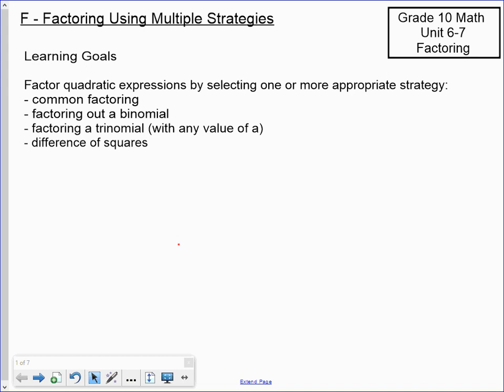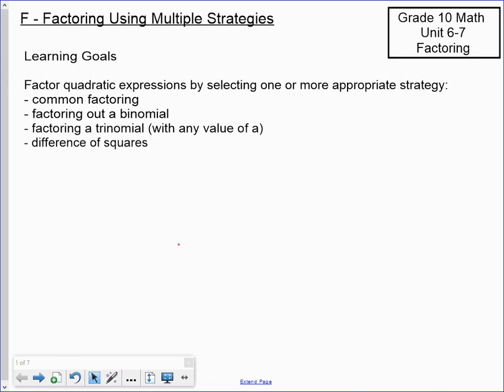One of them used when the value of a was 1, and the AC method that we use when the value of a was not 1. We looked at difference of squares. So this section is just going to give you some practice deciding which of these types of factoring you're going to do in any given question. And there'll be the odd question where you need to do maybe 2 of these types of factoring.